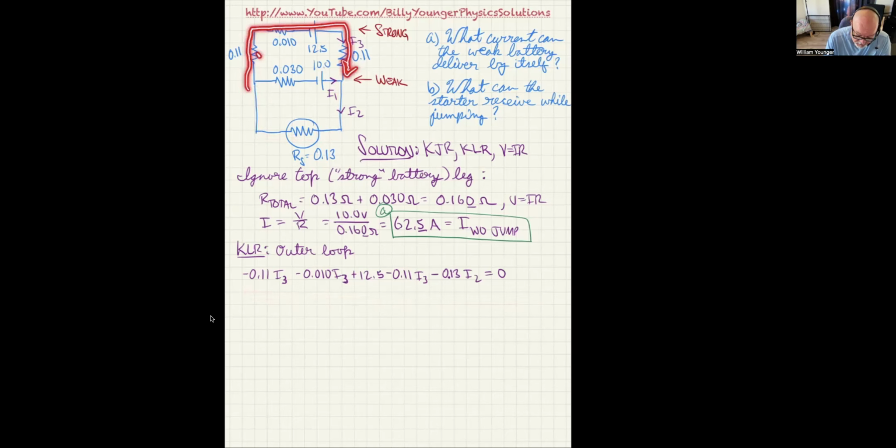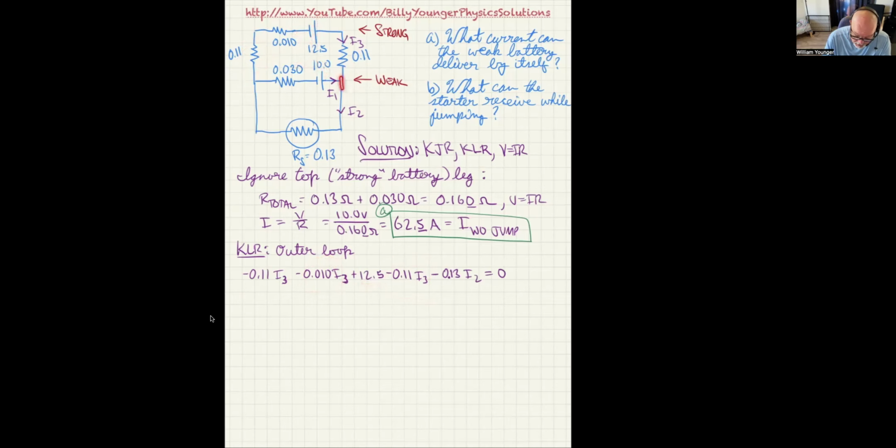So that means this resistor, and this resistor are all voltage drops. So I get negative 0.11 times I3 for this jumper cable. I get negative 0.010 times I3 for that internal resistance. And then I get negative 0.11 I3 for that third resistance, that other jumper cable. And of course, in between that, I went from the short side of the battery to the long side. That meant my voltage was an increase, so I got the 12.5 there.